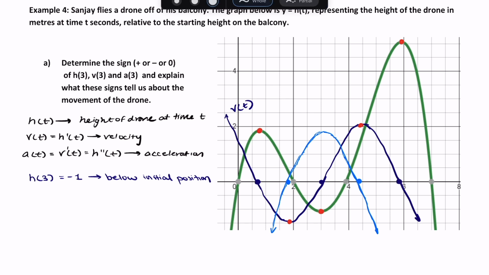Again, the drone is below the initial position, or negative height. Here at v of 3, we look at v of 3, we see that v of 3 is at the same point. Again, it's at a local maximum or minimum, which means that here, that would be equal to 0. So here, that means the drone is at rest.